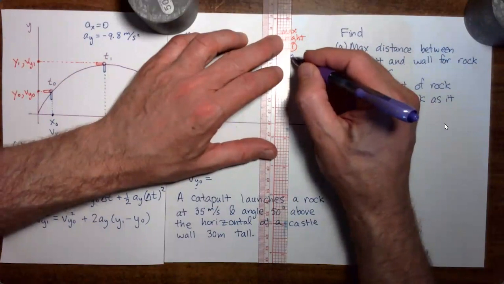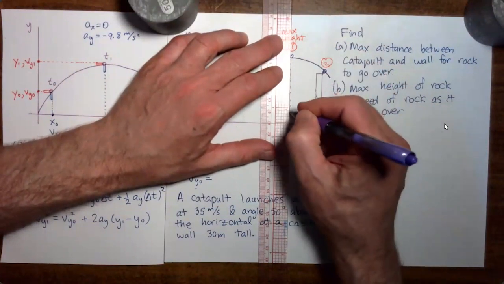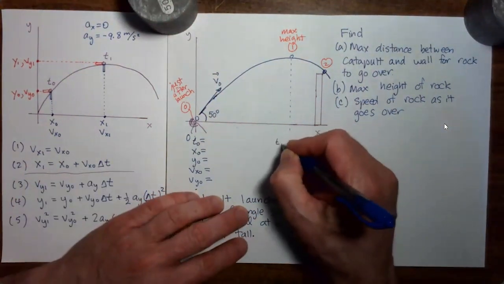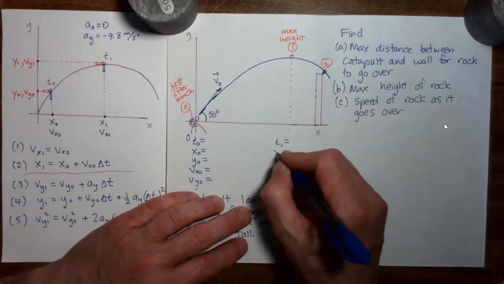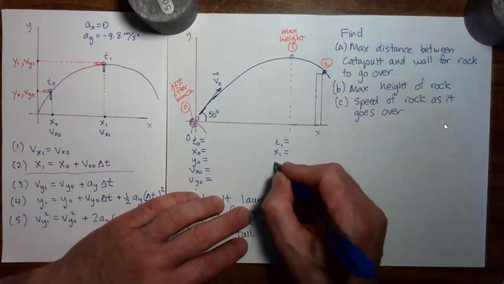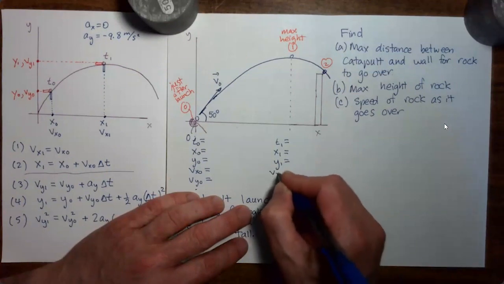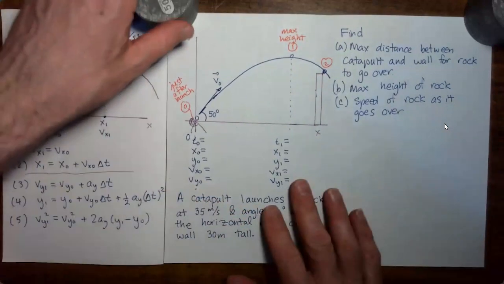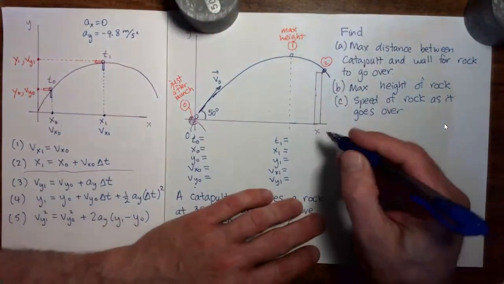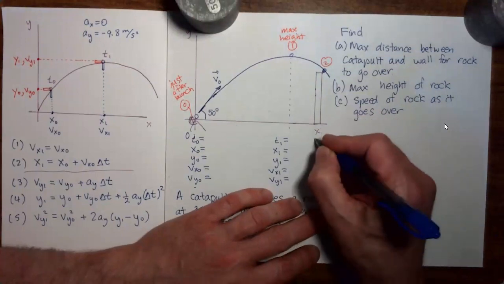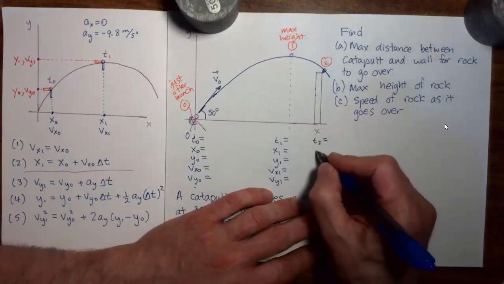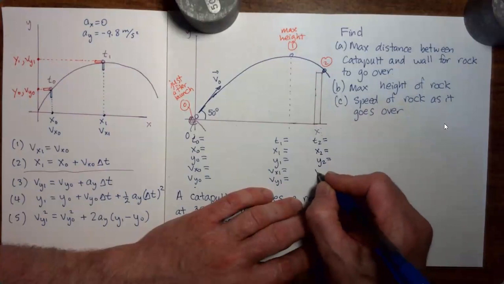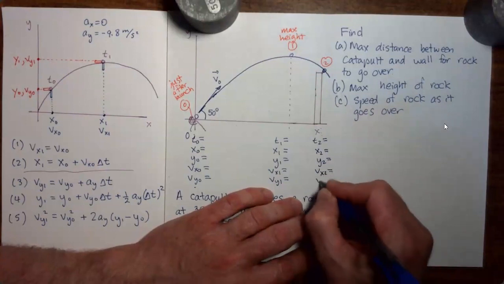For moment 1, we're going to have time 1, x1, y1, vx1, vy1. And then for moment 2, time 2, x2, y2, vx2, vy2.